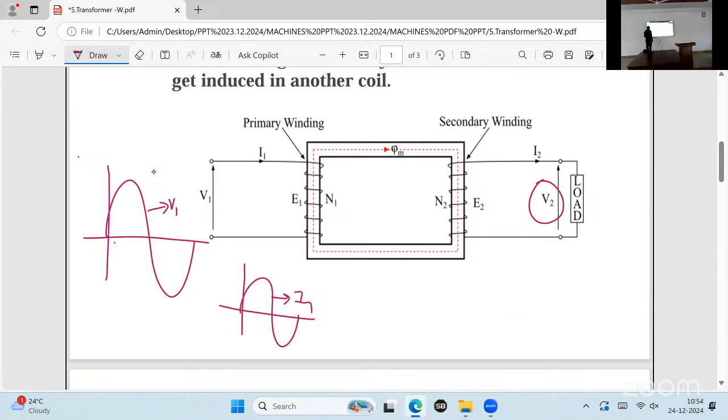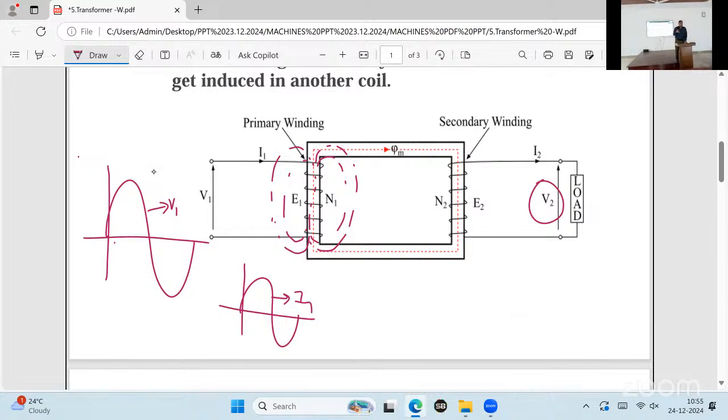This is the practical diagram. This is the flux we got, the flux around the primary winding. This is the practical case. But I'm not showing all of it; this is a simple line we have shown. Around the coil, we got a flux. Magnetic field, we got it.